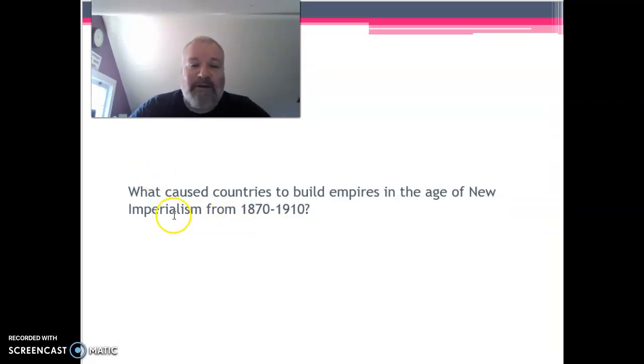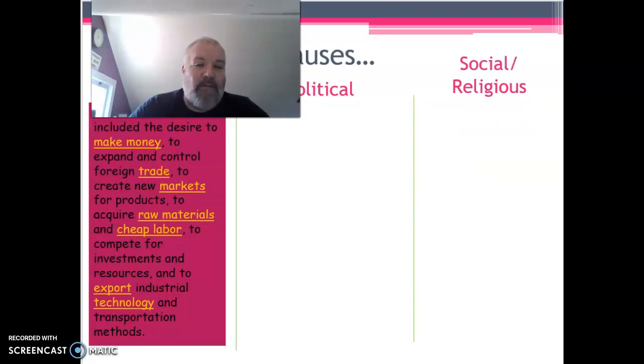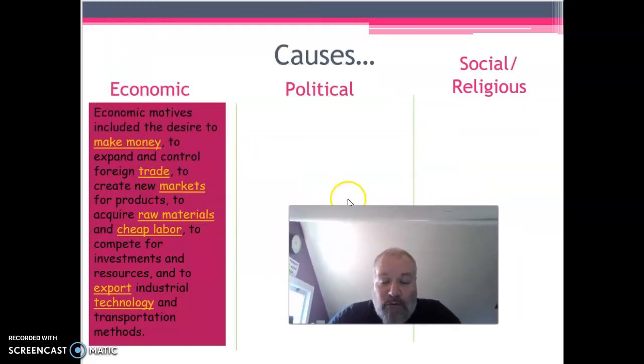What caused countries to build empires in the new age of imperialism? Well, let's get to it. So there are economic reasons, obviously. Most countries do things for money in some way. So one of the reasons why you can make money is because, let's say a country takes over India. India could be a place where you get raw materials. That's good for England, okay? England can get raw materials from India.